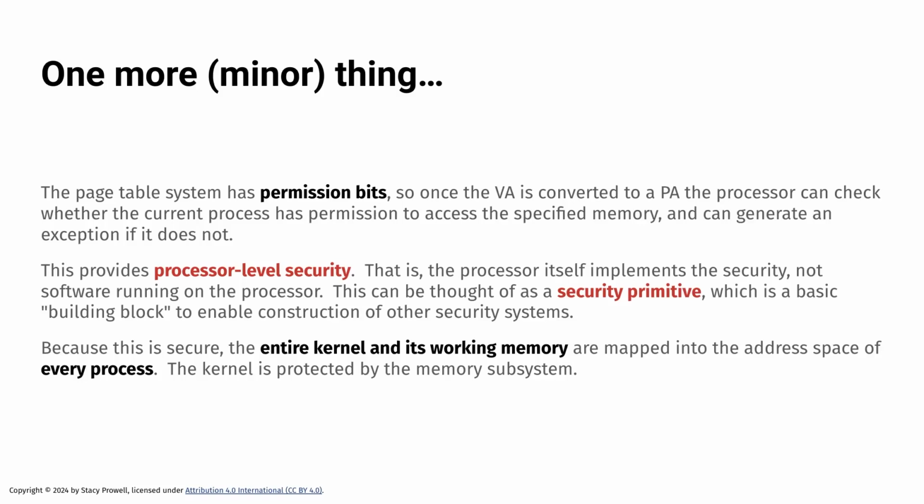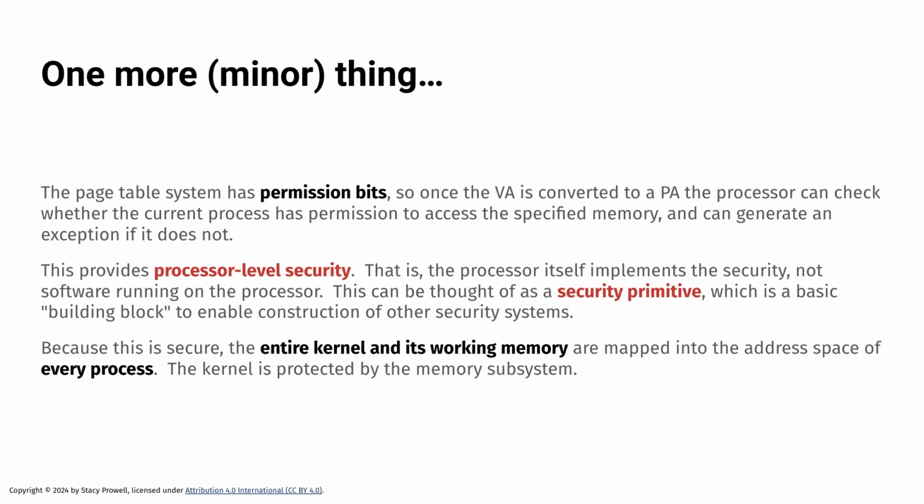One more kind of minor thing. The page table system has permission bits. So once I've converted a virtual address into a physical address, once I've done this work, the processor can check whether the current process meets whatever the requirements are to be able to access that memory. And if I don't have permission to access it, it can generate an exception.